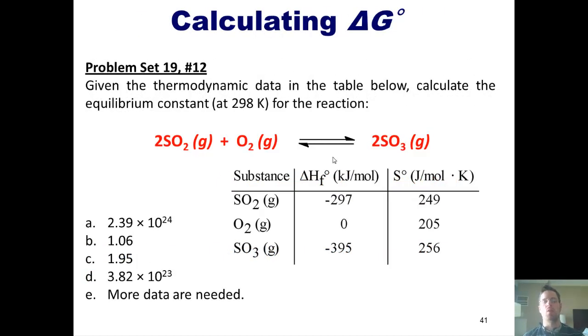This brings us to question 12 from our problem set. Given the thermodynamic data in the table given here, calculate the equilibrium constant at 298 Kelvin for this reaction. As usual, I'm going to turn to some pre-recorded footage from our DocCam to address this question.